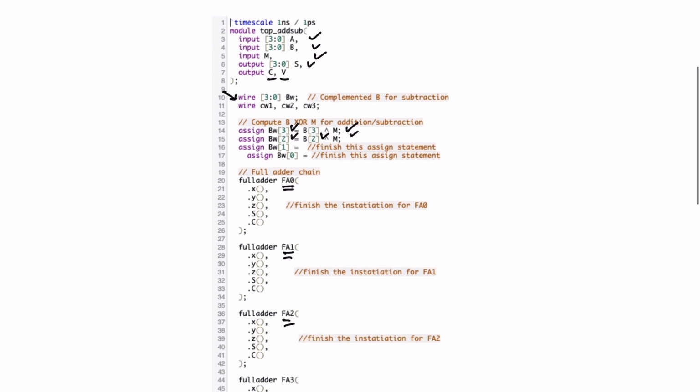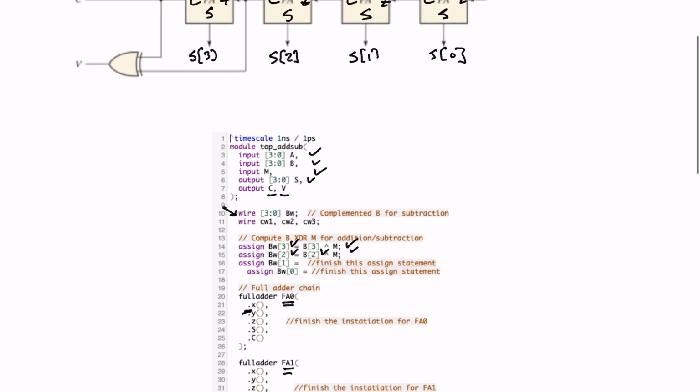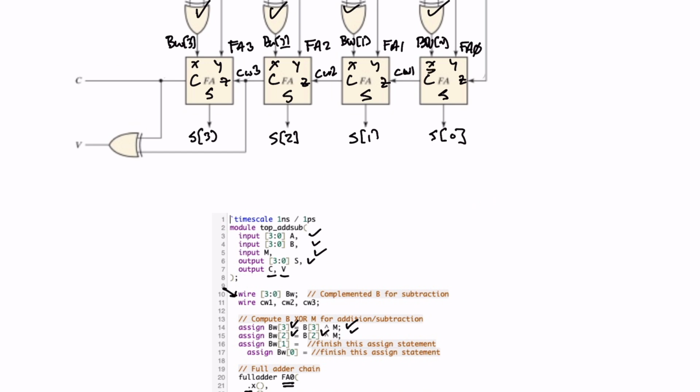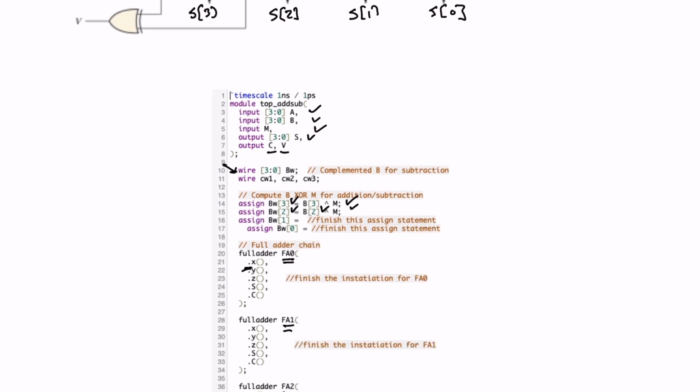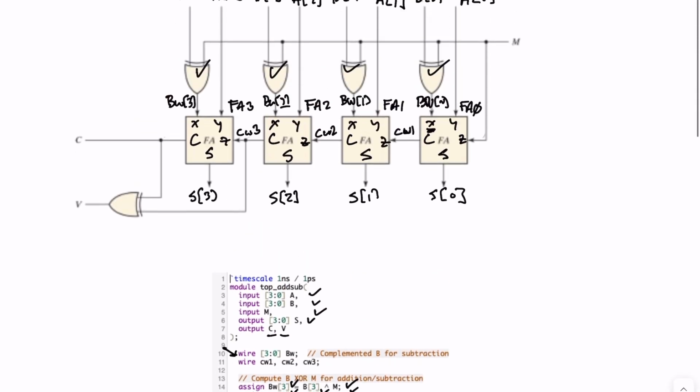All right, from there, you look, what's connected to the, excuse me, the X input. So go to the diagram. X is connected to BW0. All right, so you fill out the rest of this instantiation to get the Verilog description for the RTL diagram. Okay, so that's what you're going to be doing in this upcoming lab where we implement the add subcircuit.